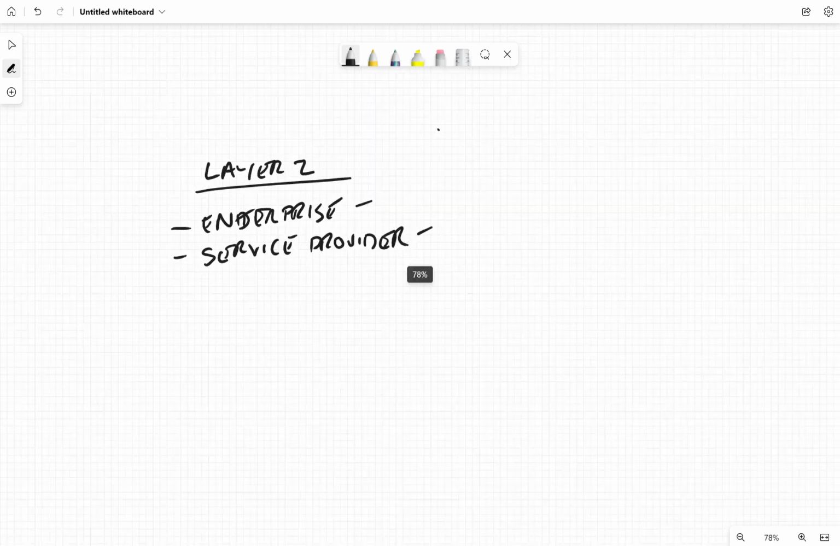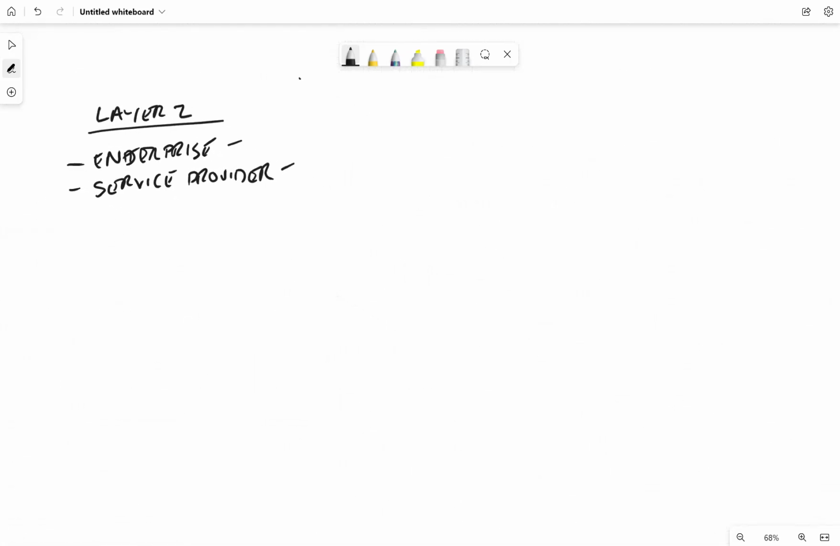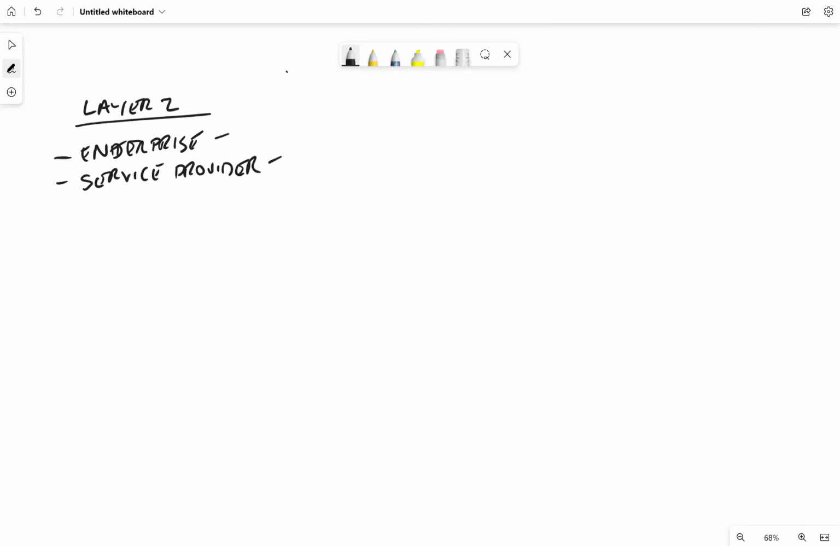So I'm going to give you 3 examples of layer 2 being used in the enterprise and the service provider space. So I'll do one service provider and one enterprise scenario, and then one scenario that could probably be a hybrid between both of them. The first scenario that I'm going to talk about is why we might need layer 2 in an enterprise scenario.